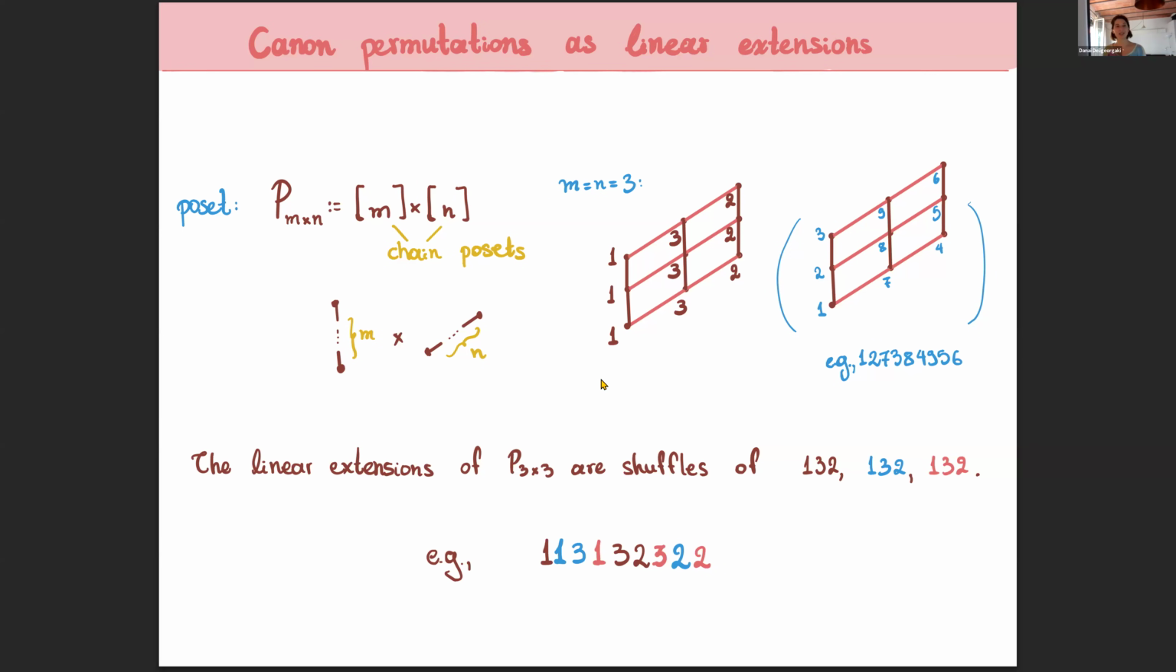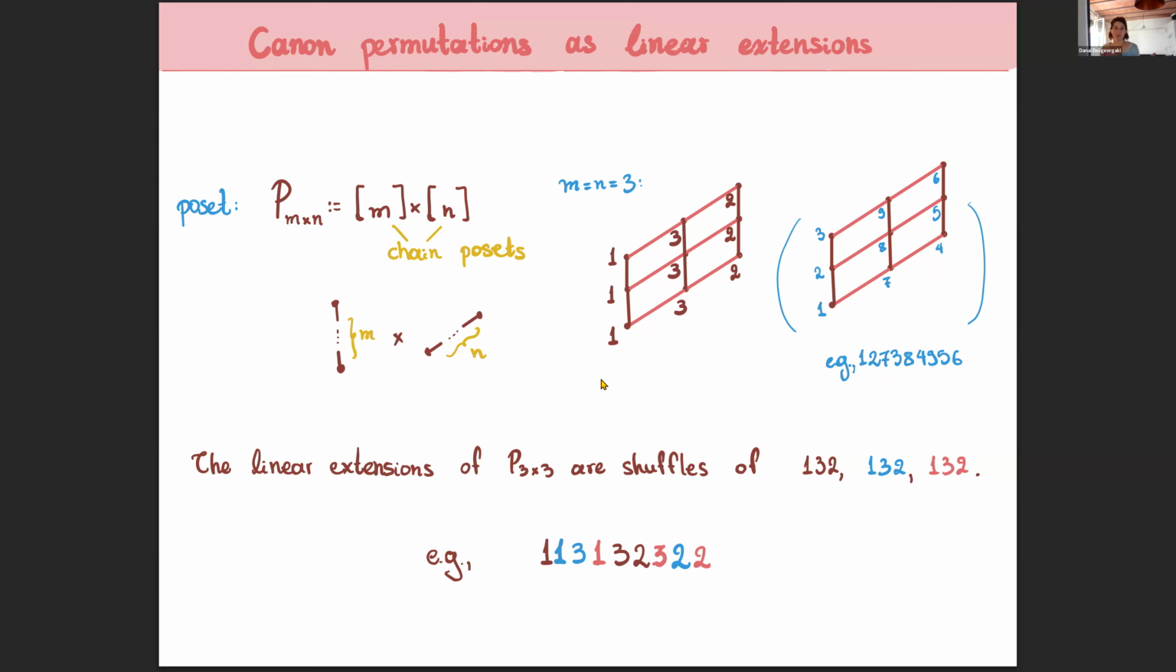So what are the linear extensions of this poset? What are all ways to order its elements so that the poset relations are respected? They are essentially going to be shuffles of 3 copies of the permutation 1, 3, 2 with each other, right? So that exactly captures the Canon condition, except that I require that this underlying subsequence is fixed. It's 1, 3, 2.